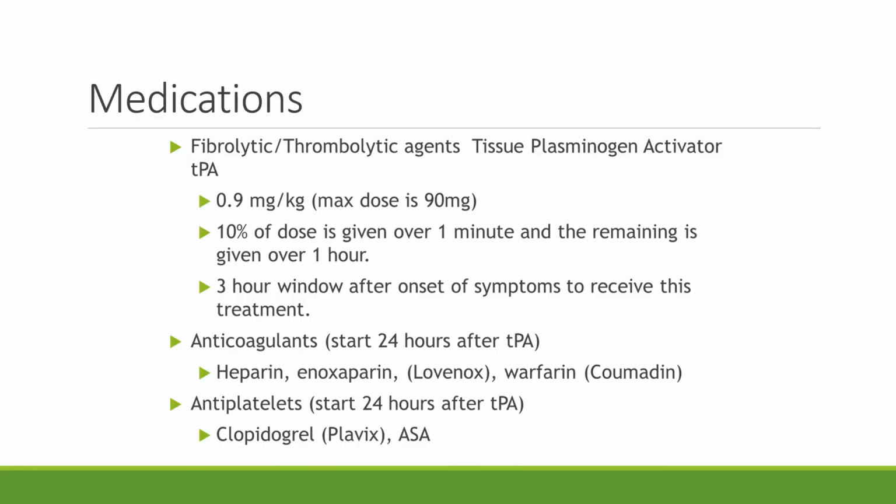So fibrinolytic or thrombolytic agents would include tissue plasminogen activator or TPA. The dose is always 0.9 milligrams per kilogram, and the max dose is 90. 10% of that dose is given over 1 minute, and the remaining is given over an hour. Again, we're going to say this again, there's a 3-hour window after onset of symptoms to start this treatment.